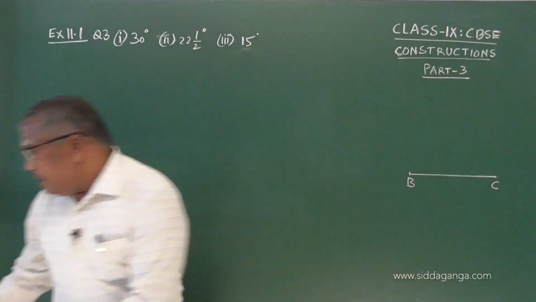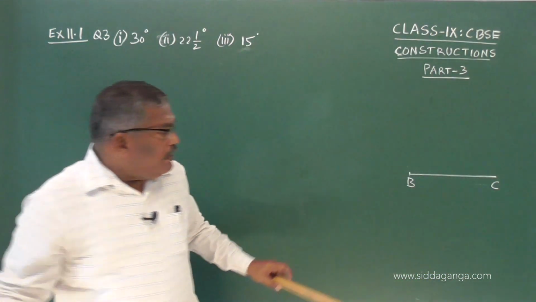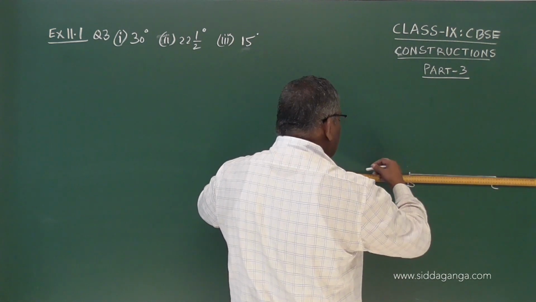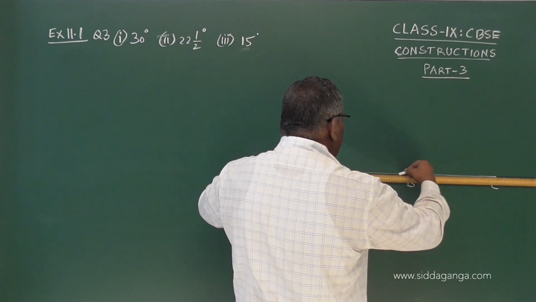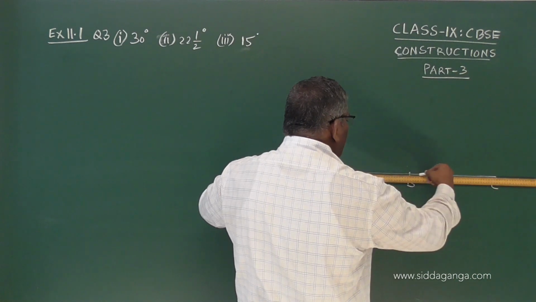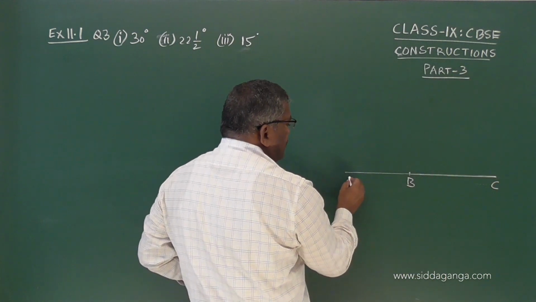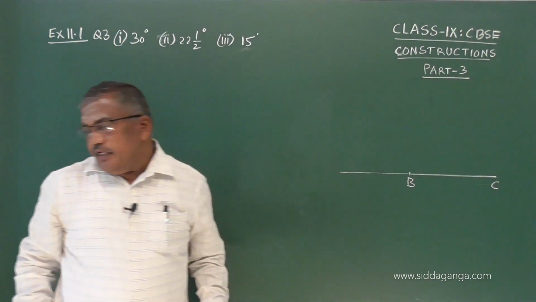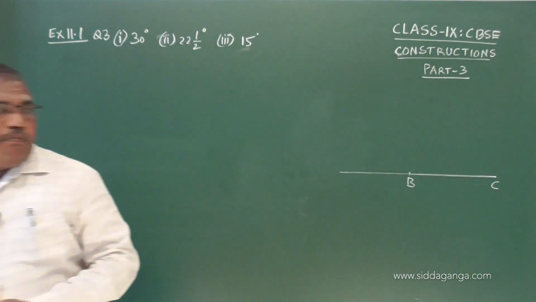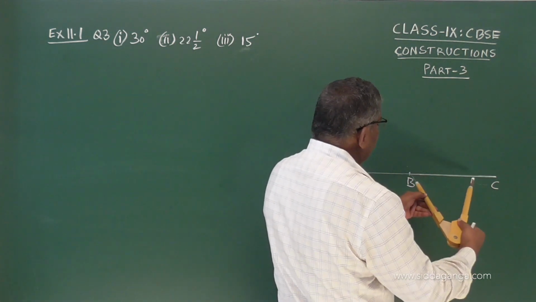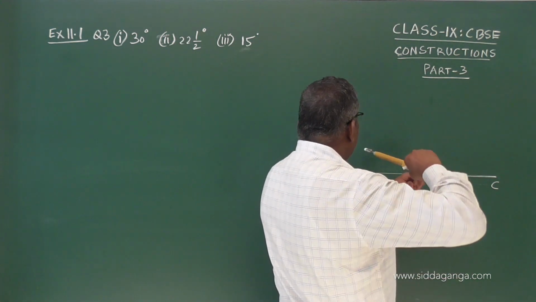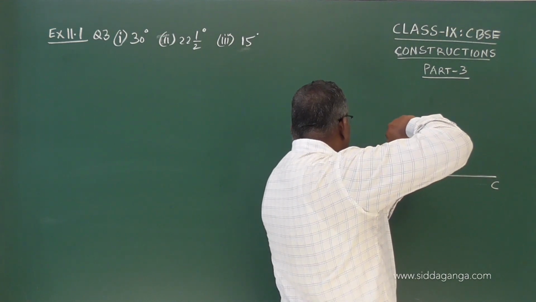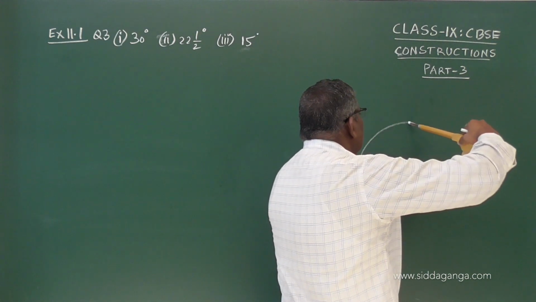So for better understanding, I will project BC backward also. So I have just projected BC back. Now take a radius more than half of BC, and let us draw a semicircle. So this is a semicircle.